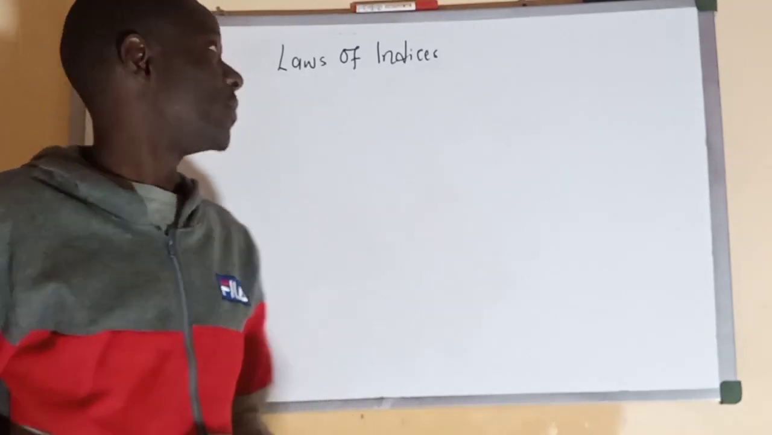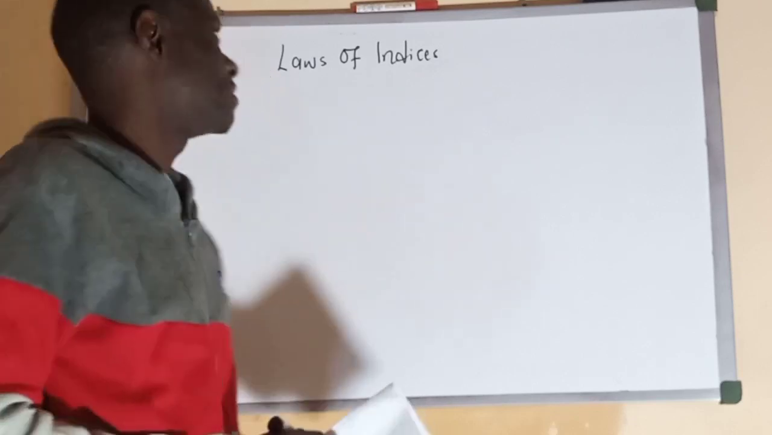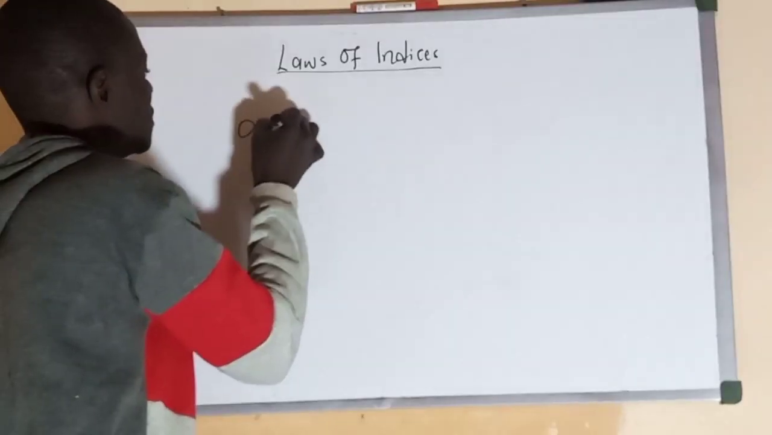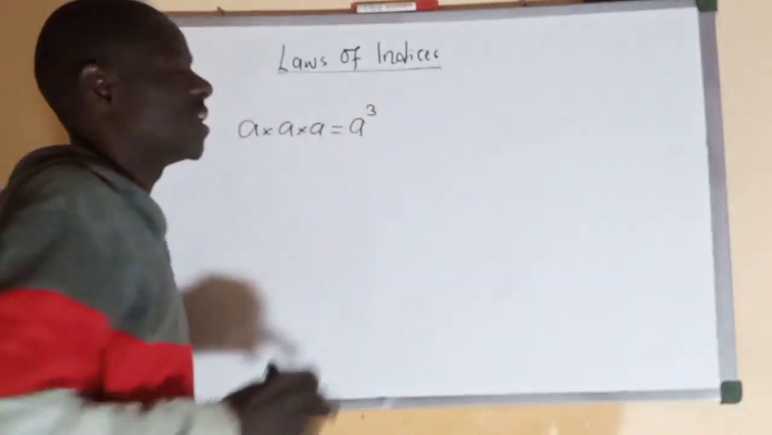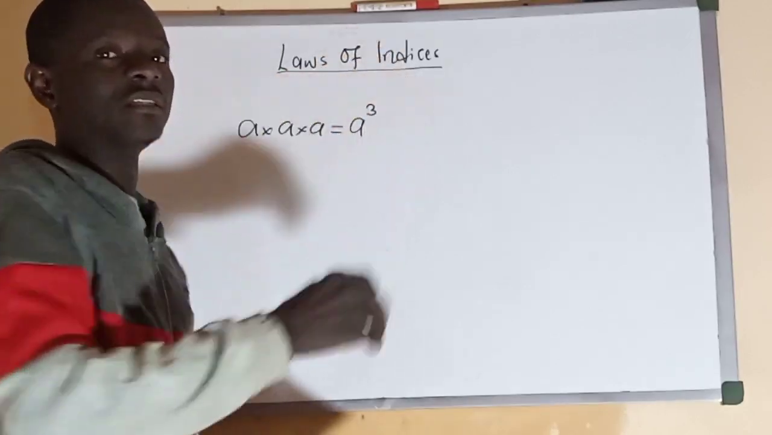Nice topic. Today we are going to talk about laws of indices. When we say indices, assuming we have a number a times a times a, this is equal to a raised to the power of 3. So an index is always a short notation of a number when it multiplies itself multiple times. For instance, here we have a times a times a, which is equal to a raised to the power of 3. Instead of writing a times a times a, we just write a raised to the power of 3.